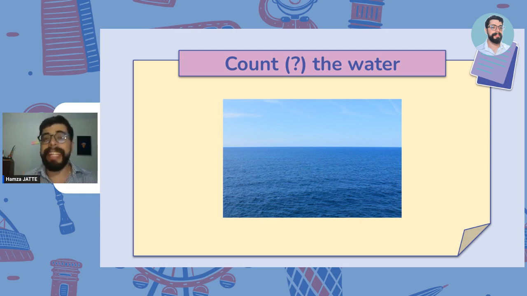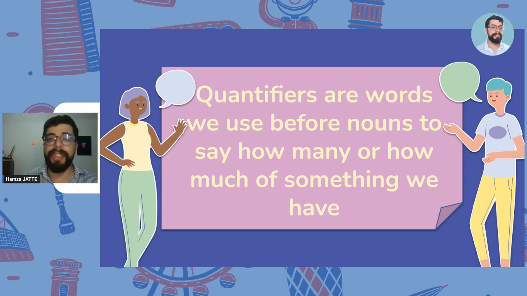So I think you can get from the images that we have just seen that when we talk about quantifiers, we are talking about words that we use before nouns. So when I say a lot of apples, apples is a noun, and a lot of is the quantifier that tells me how much or how many apples there are, right? So they are words that we use before nouns to describe how many or how much of something we have.